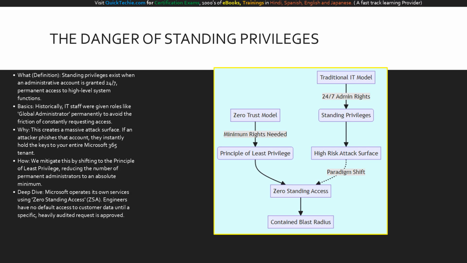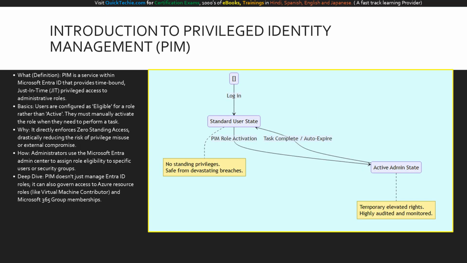Now, shift your focus to the right side of the diagram. The zero-trust model drives the principle of least privilege. This branches into the concept of zero standing access. Notice the result at the bottom: a contained blast radius. By completely eliminating the permanent nature of administrative roles, we transition our organization from a highly vulnerable state into a resilient, highly defensible posture.